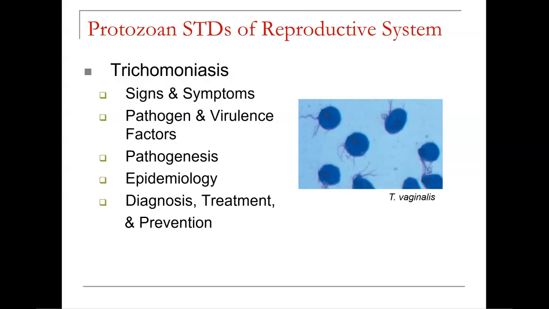Diagnosis of this would be presence of the trichomonads in clinical samples and laboratory tests, such as fluorescent antibody staining and parasite culturing. To treat it, you would take oral metronidazole, and to prevent it, you would have abstinence or monogamy.